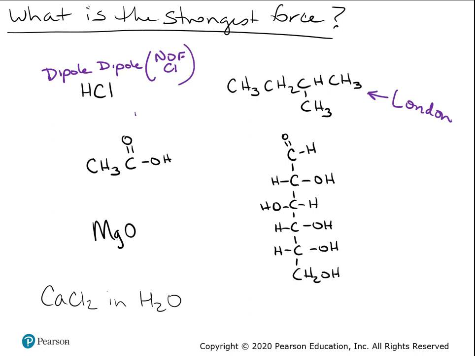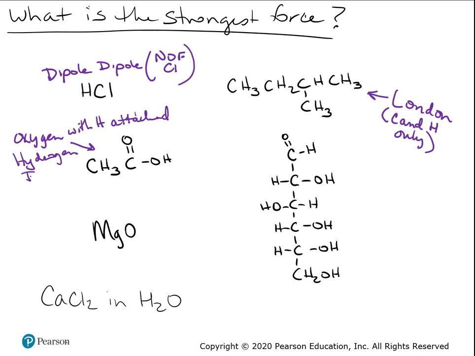What about CH3CO, double bond oxygen, and then an OH? Can hydrogen bond. So the London forces, carbon and hydrogen only. So here you have an oxygen. So having the oxygens is going to make it polar, but one of those oxygens has a hydrogen. So the one that has the hydrogen attached can now hydrogen bond. So if you remember, that's a carboxylic acid. So carboxylic acids can hydrogen bond.